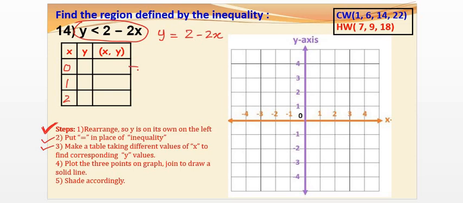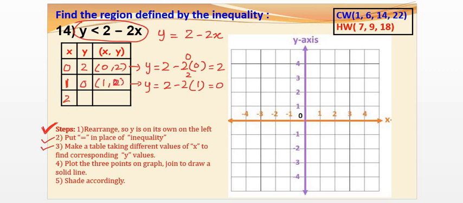Now how will you replace them? You will take the equation y equals 2 minus 2x, and in place of x you will put 0. Now 2 times 0 is 0 and 2 minus 0 is 2. This shows that if x becomes 0, the value of y becomes 2, and the ordered pair will be (0, 2). Clear? Now the next one: y equals 2 minus 2 times 1. 2 times 1 is 2, and 2 minus 2 is 0. So the ordered pair will be (1, 0).